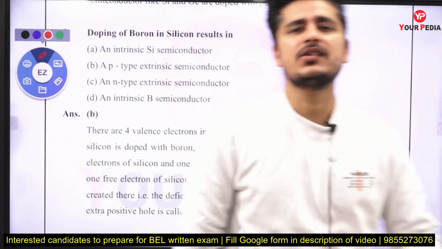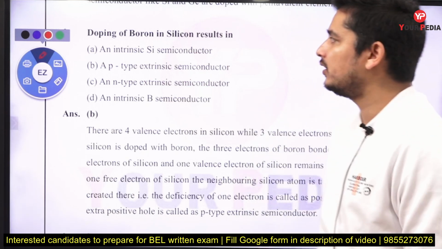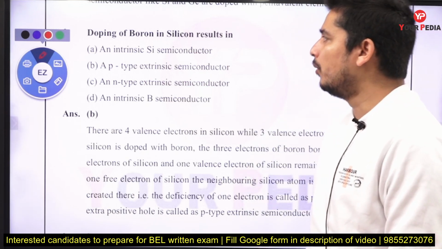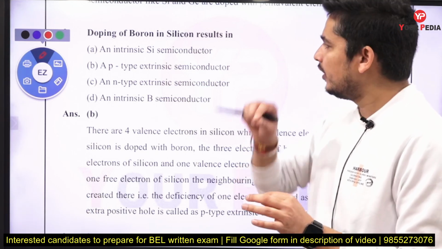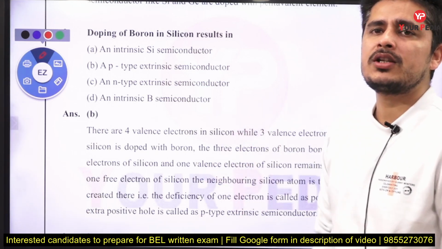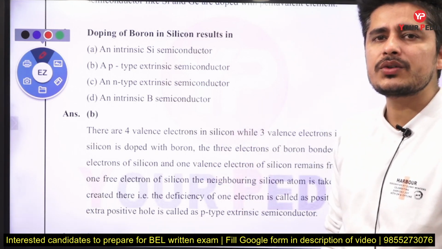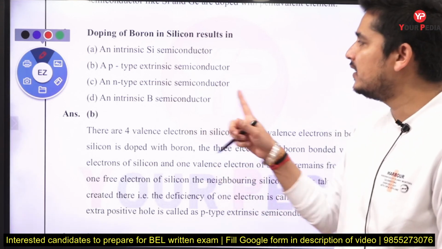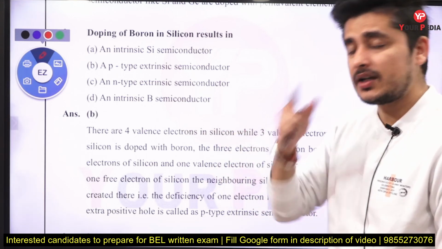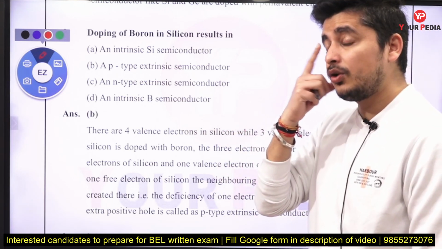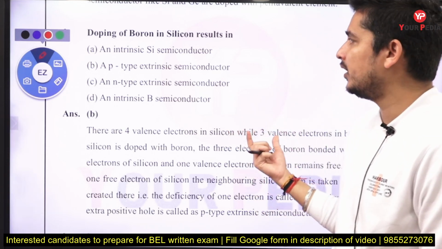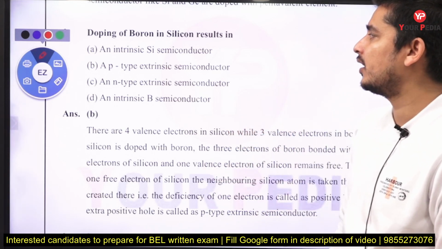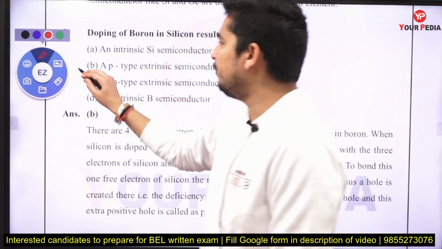The way of asking this question is different from the previous one. He is asking that doping of boron in silicon results in... If you introduce the doping of boron, boron is a third group element. If you introduce a third group element in the silicon or germanium semiconductor, then it will make that semiconductor a p-type semiconductor.